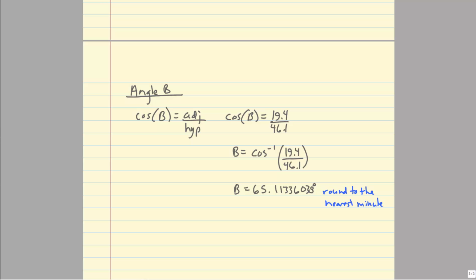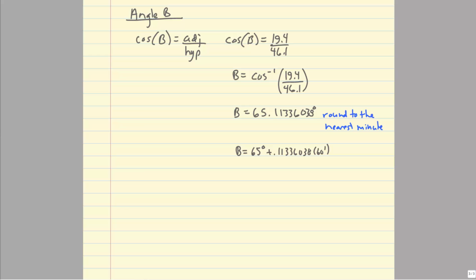So if I round this to the nearest minute, I would have B equals 65 degrees plus 0.11336038 times 60 minutes. Now what you don't want to do is to take this 0.11336 and round it to like 0.1, because that's over rounding, and that might throw off your final answer. So if I take the 0.11336038 times 60, I get 6.816228 minutes. Now this is more than half a minute, so it should round up to 7. So this should look like 65 degrees, 7 minutes.